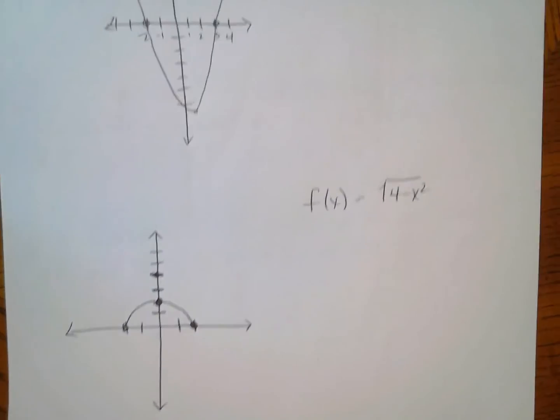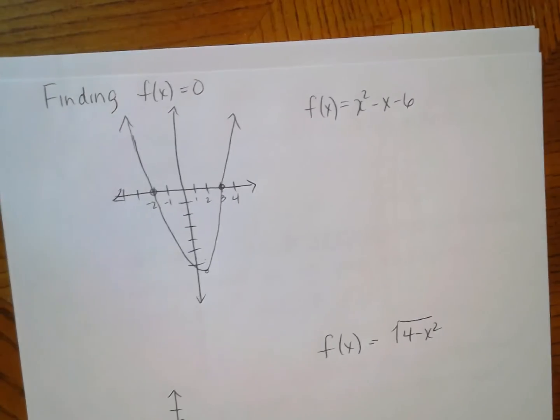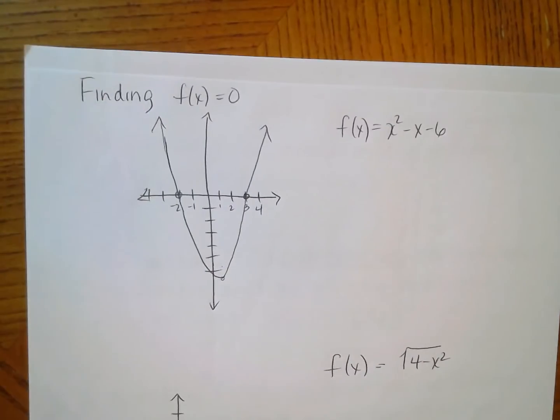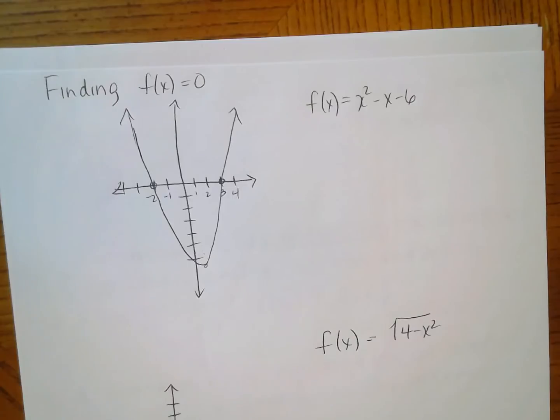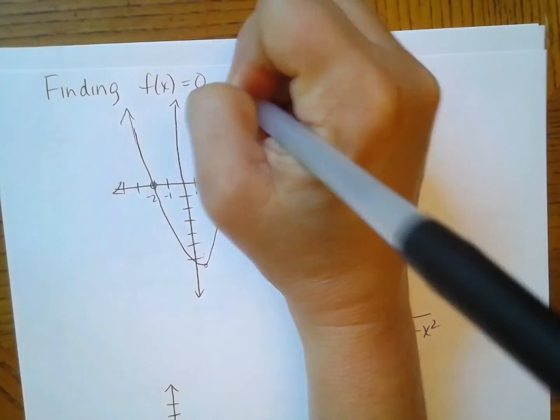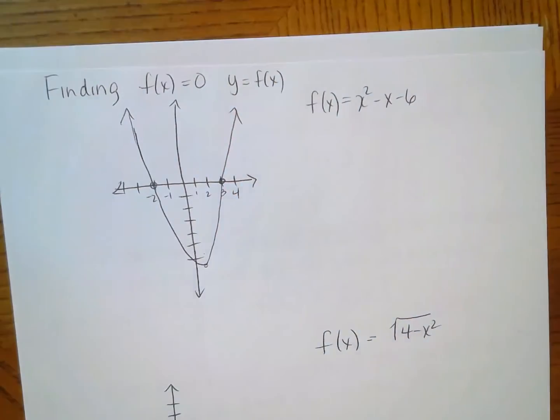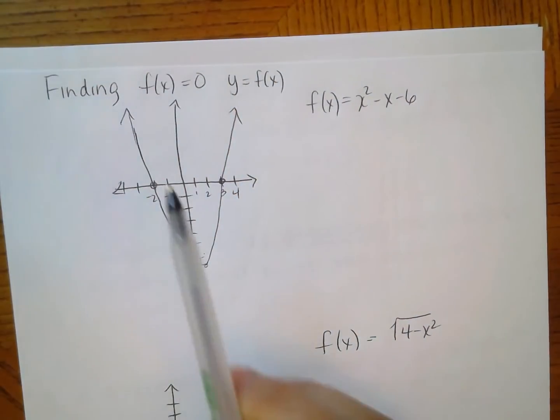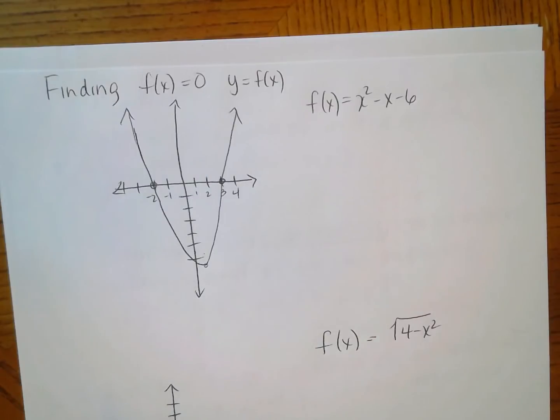All right, so I have a couple of functions here that are graphed, and I just wanted to do some visuals of finding f of x equals 0. So if I have f of x equals 0, then that means y and f of x are interchangeable. Let's remember that, y equals f of x. So this is actually saying what x values match up when y is equal to 0.